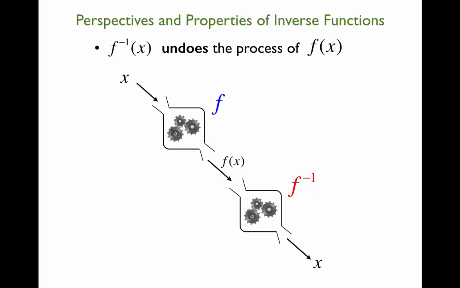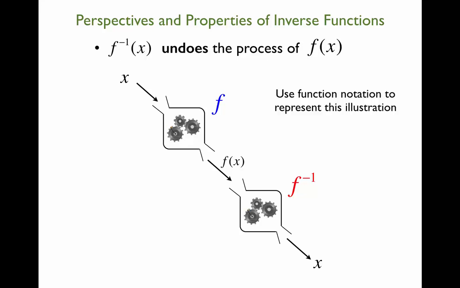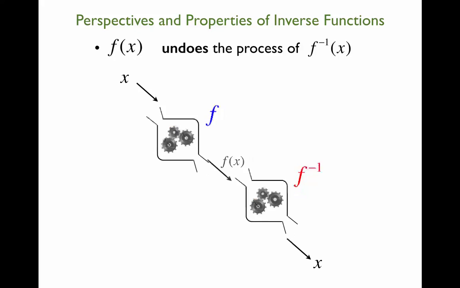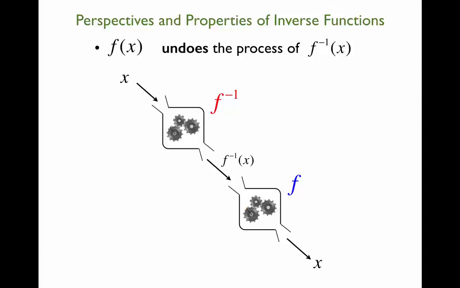But if f inverse undoes the process of f, all right, so we got that. If f inverse undoes the process of f, then, okay, watch this. Whoa. Then f also undoes the process of f inverse. So if you performed f inverse first, then f would undo that. Okay? So use function notation to represent this. This should be easy now. You got it. As an example. So what would the function notation be to represent this?